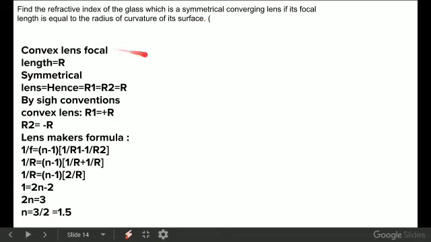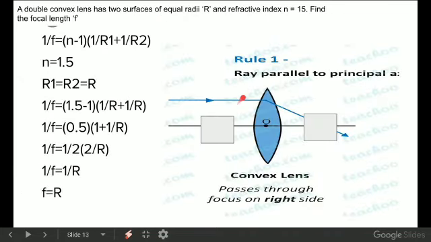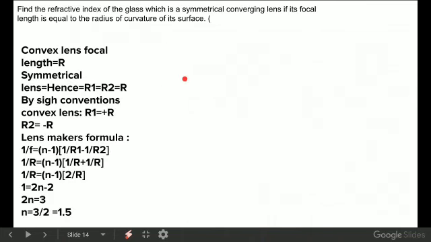So here in the case of a symmetrical converging lens, just now we have done one problem. I told you that R1 we should take positive, R2 should be taken negative. So here also R1 will be taken positive and R2 negative. It is a convex lens, and he is saying that its focal length is equal to the radius of curvature. Again, focal length, radii of curvature and refractive index are involved, so we are going to use the lens maker's formula only.